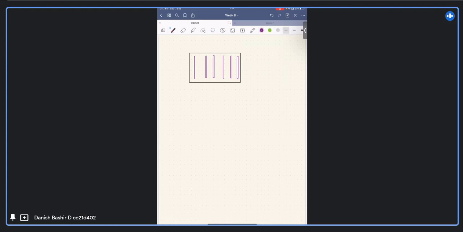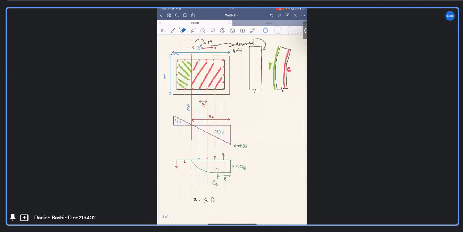This is the centroidal axis of our column section. This one is the centroidal axis. So I am saying that for this case, our neutral axis was somewhere inside the column section. The moment was not so high that it took the neutral axis beyond the section.